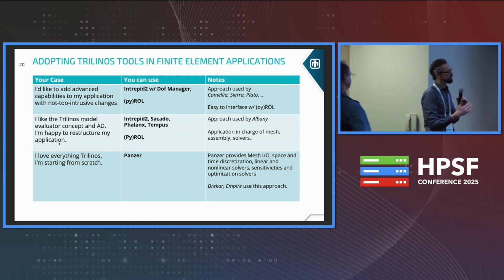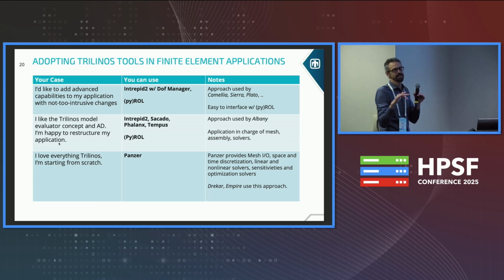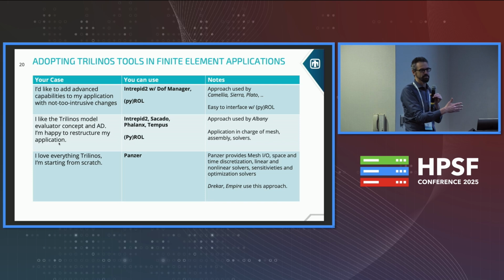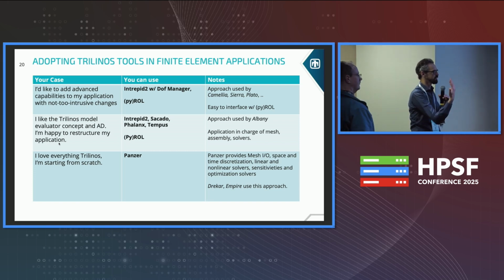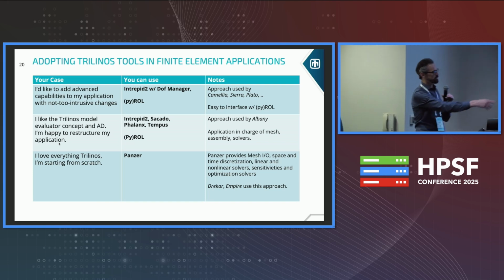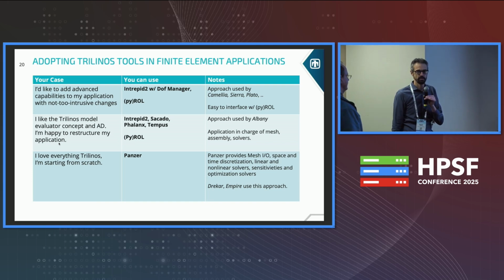And then finally, if you're really in love with everything Trilinos, and you're starting from scratch, then definitely start from Panzer. I didn't talk about Panzer, but basically Panzer is a package in Trilinos that uses all the other packages. It's a finite element library. From input and output, it handles the mesh, then handles the discretization, the solvers, the nonlinear solvers, the sensitivities, and adjoint capability. So you can start from that. And we have a couple of codes at Sandia that are built on top of Panzer, like Tricard and Empire. And I think Roger talked about that before.